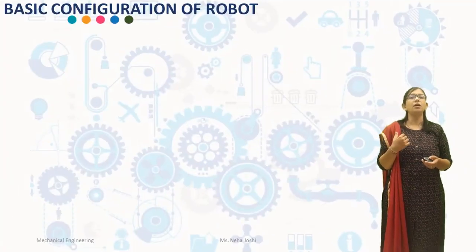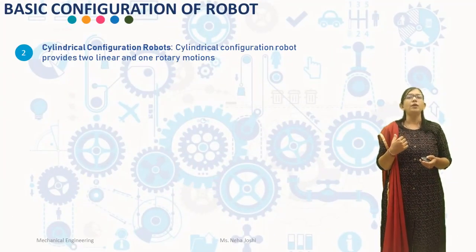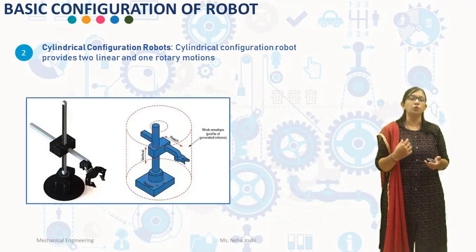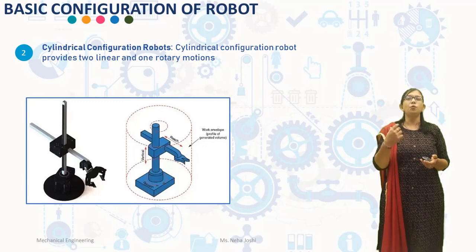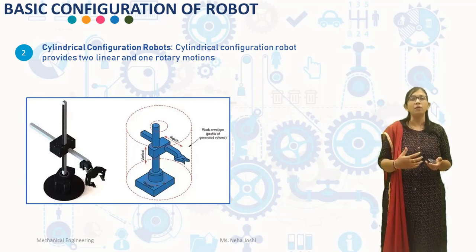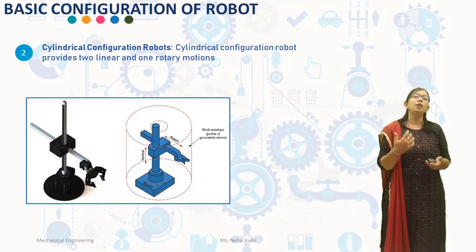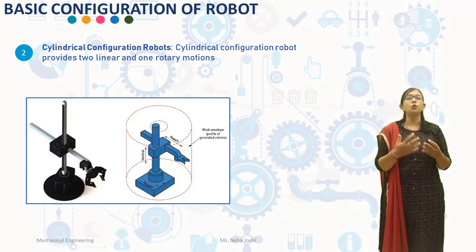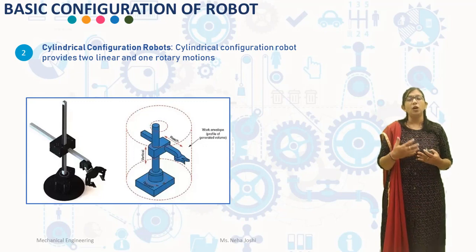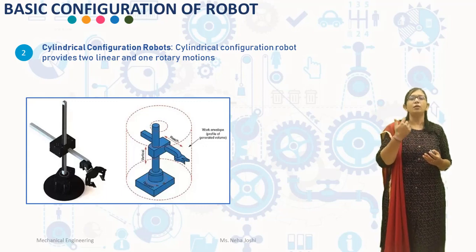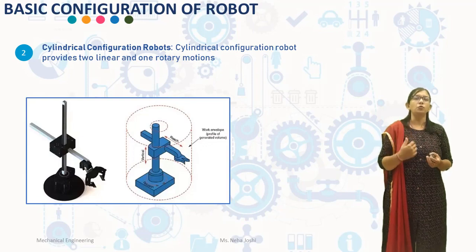Next is the cylindrical configuration robot. A cylindrical configuration robot provides two linear and one rotary motion. This configuration provides a cylindrical work envelope and has a good work area to floor area ratio. Cylindrical configuration robots are used for loading and unloading of machine tools. Now here you can see the diagram of cylindrical configuration robots, which provide two linear motions and one rotary motion.